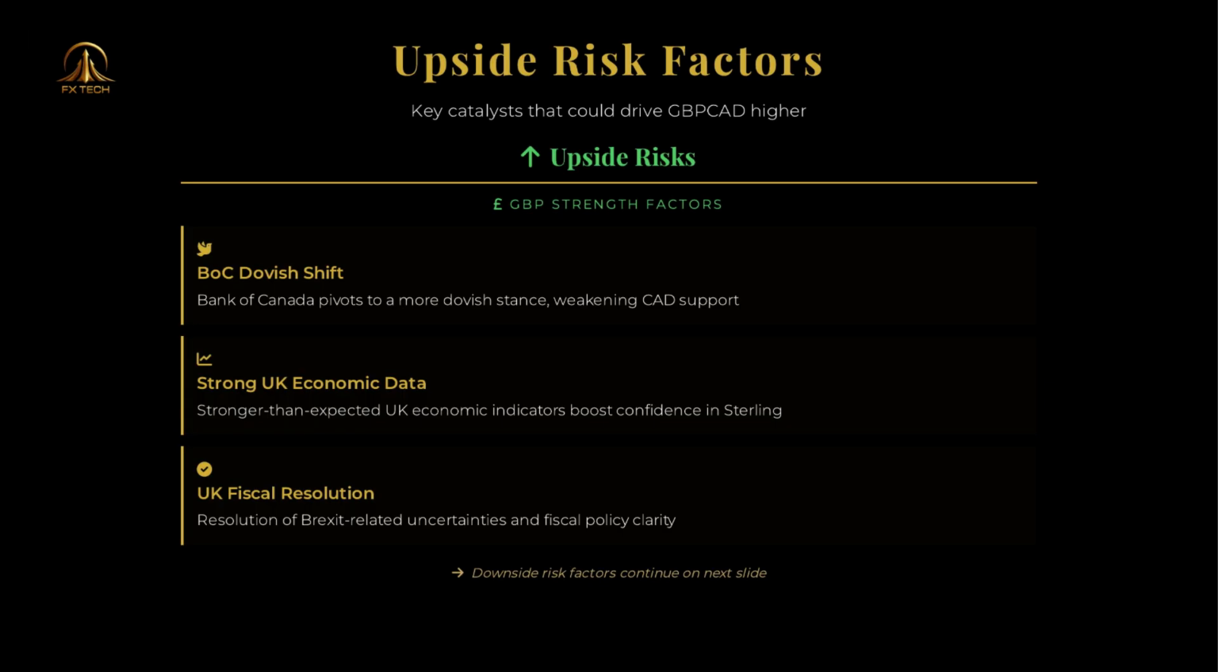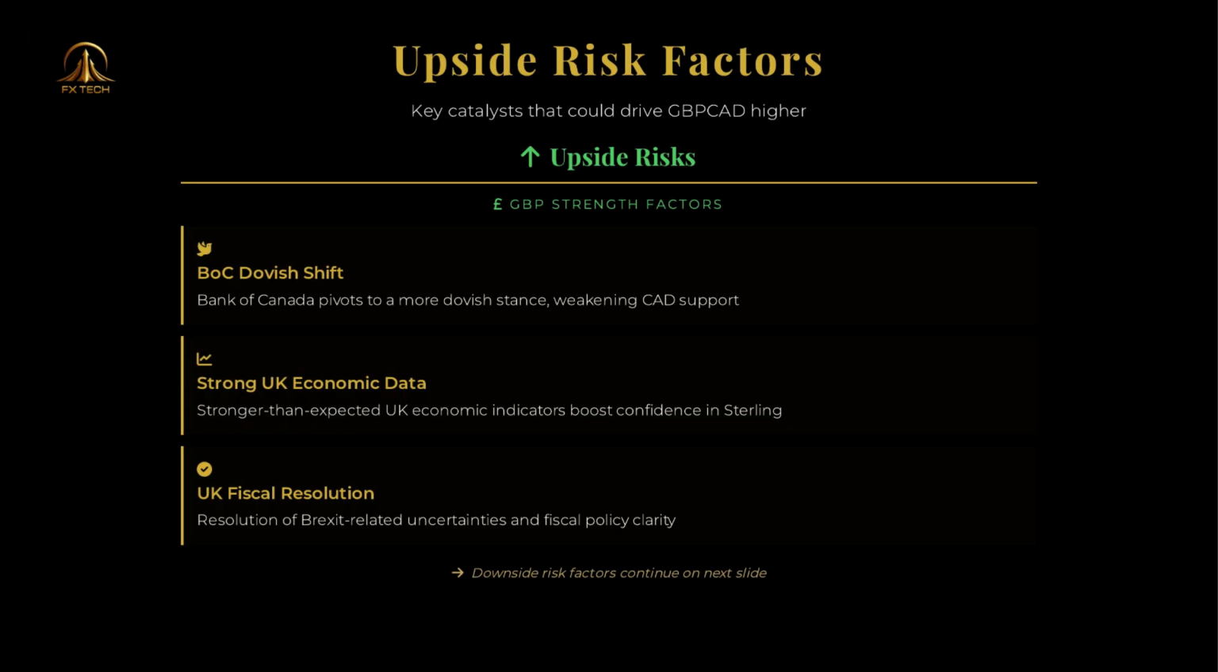Let's examine the upside risk factors that could drive GBPCAD higher than our base case expects. These are catalysts that would strengthen GBP relative to CAD. The first major upside risk is a BOC dovish shift. If the Bank of Canada pivots to a more dovish stance than currently expected, it would weaken CAD support and potentially drive GBPCAD higher. Second, strong UK economic data could boost confidence in sterling.